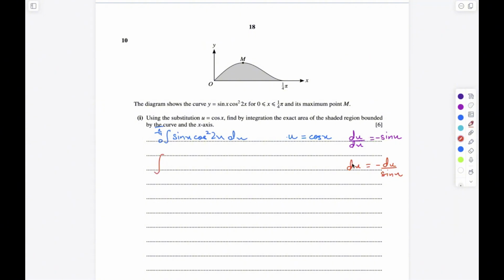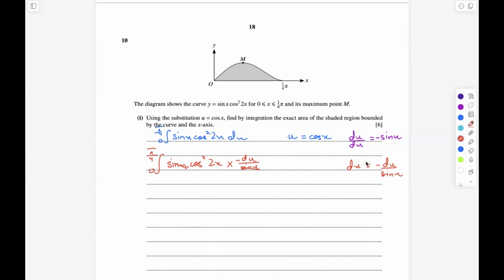The first thing to remember when doing substitution is that before any substitution, we first make the substitution in place of dx. So this will become sin x cos squared 2x, and we write minus du upon sin x. So sin x and sin x will cancel out. The limits are still pi upon 4 and 0.